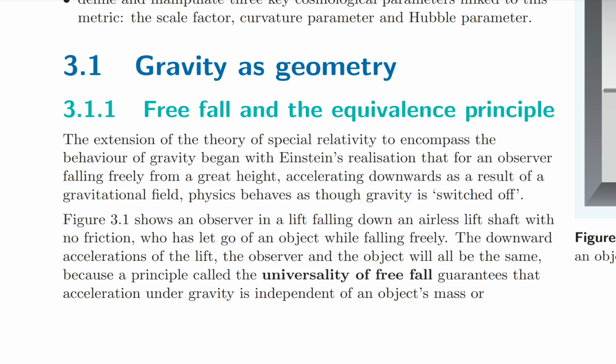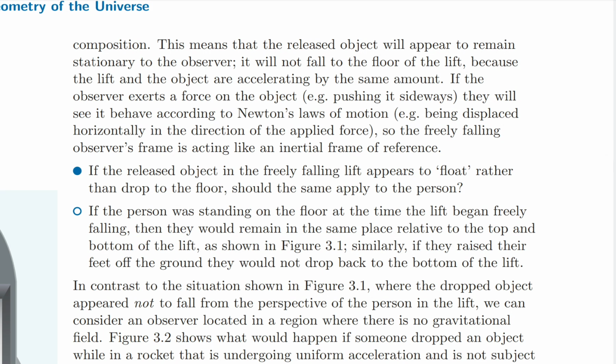Figure 3.1 shows an observer in a lift falling down an airless lift shaft with no friction, who has let go of an object while falling freely. The downward accelerations of the lift, the observer, and the object will all be the same because a principle called the universality of free fall guarantees that acceleration under gravity is independent of an object's mass or composition. This means that the released object will appear to remain stationary to the observer. It will not fall to the floor of the lift because the lift and the object are accelerating by the same amount.